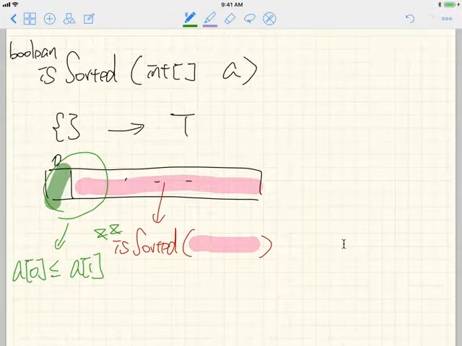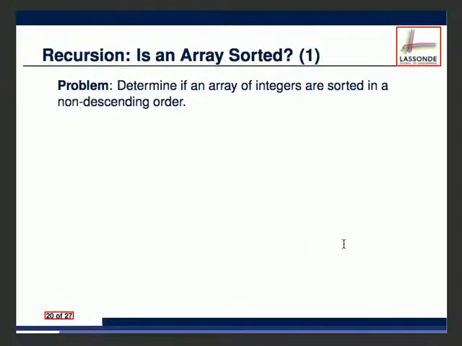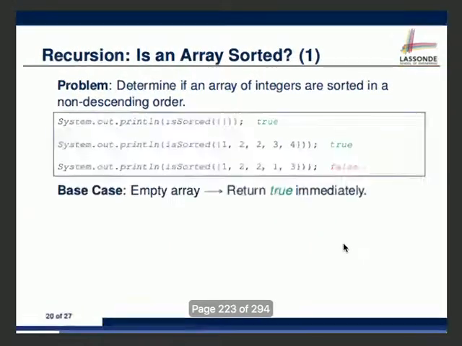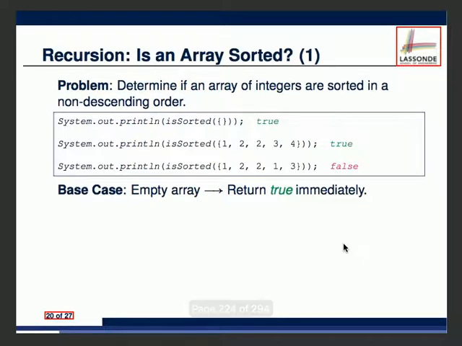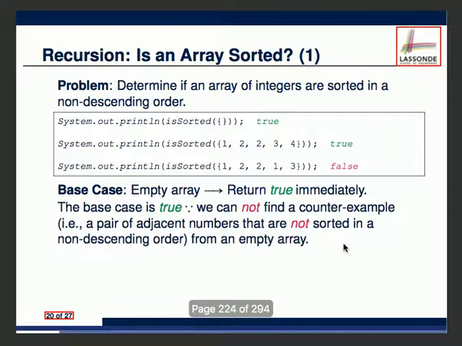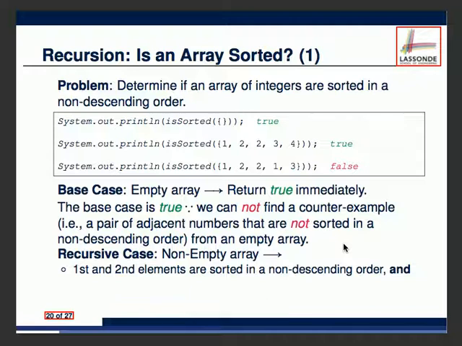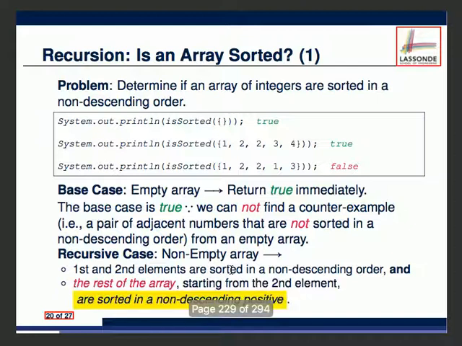Okay, let's see how we can define the Java code. It's not too bad. This one is easy: empty array, true. Now let's see how we can define the problem. If the array is not empty, what do we do? As you said, the green one and the first element in the pink. So first of all, the first and second elements are sorted, and also the rest of the array, starting from the second element, the pink part, is sorted. We're going to combine these two results together. But how do we do it?